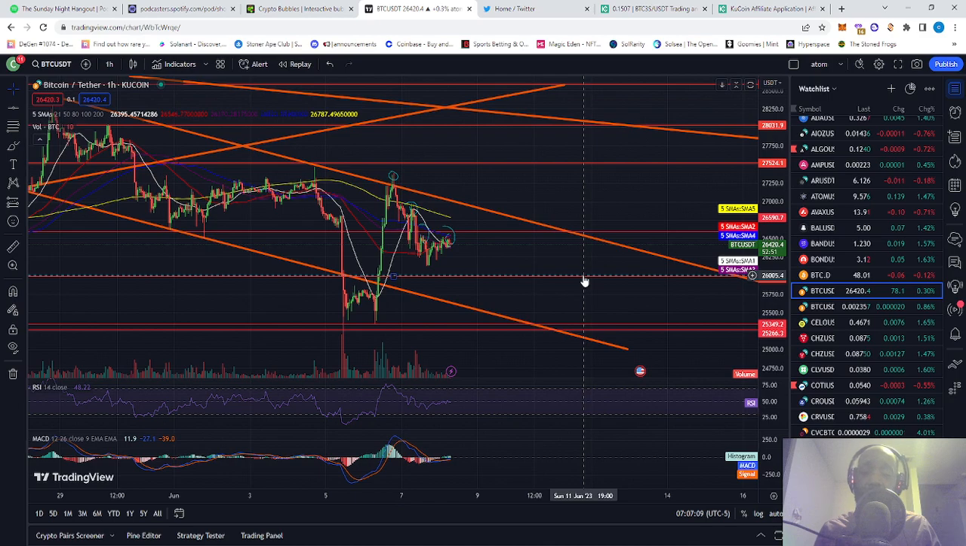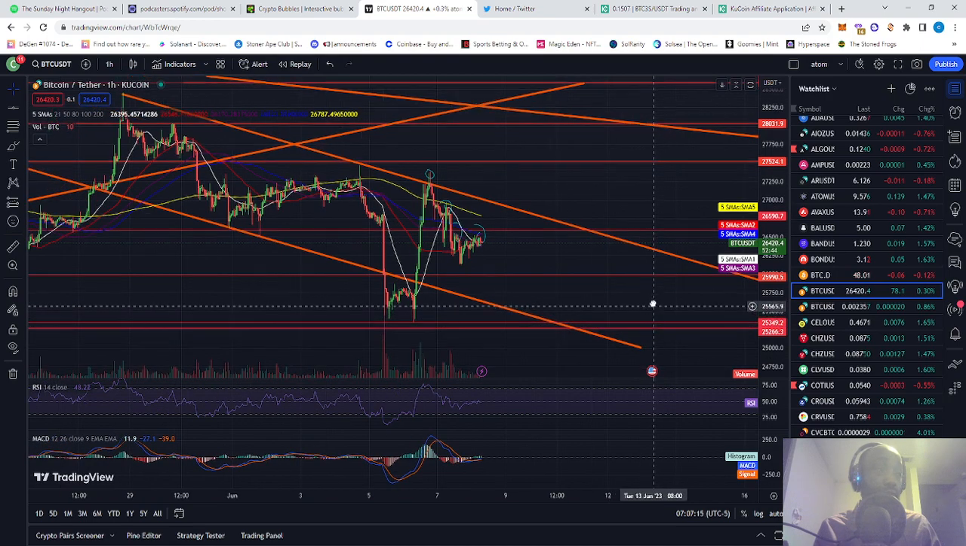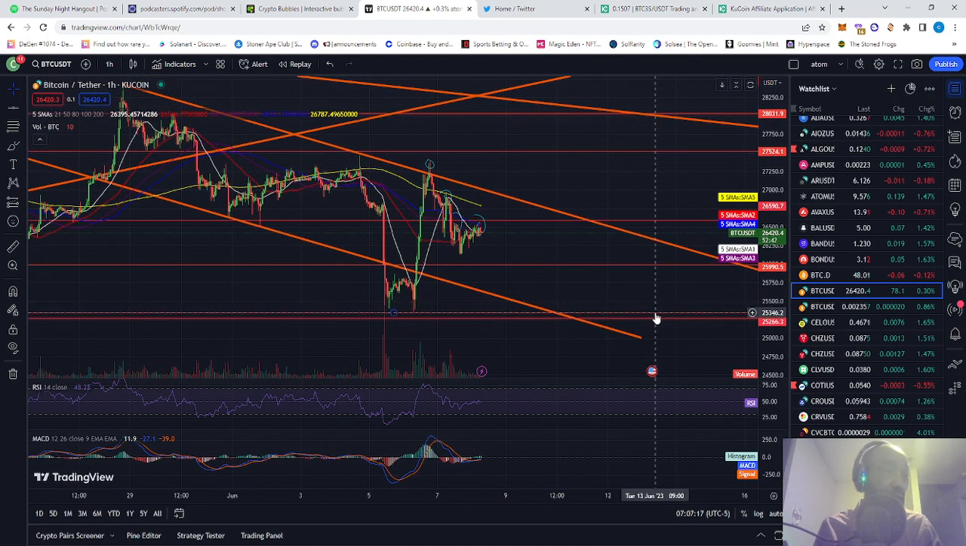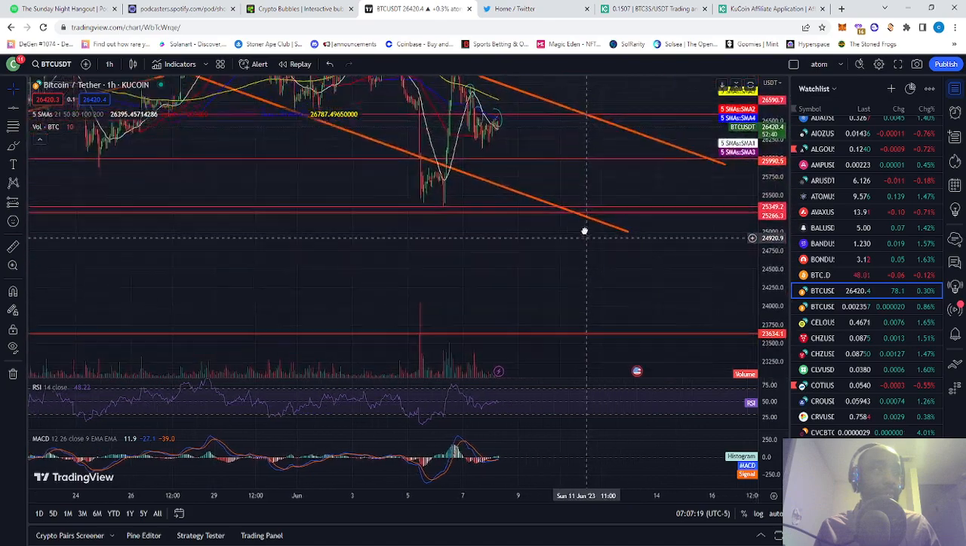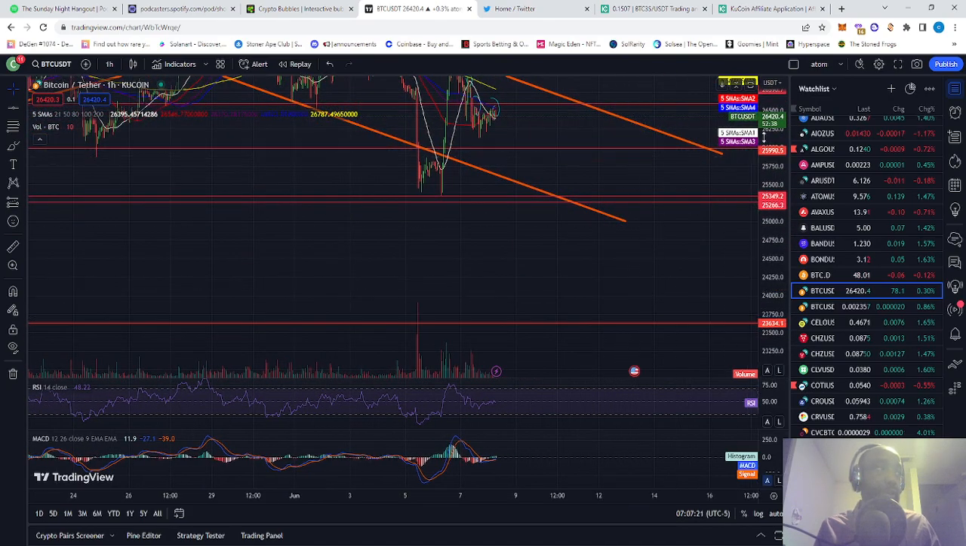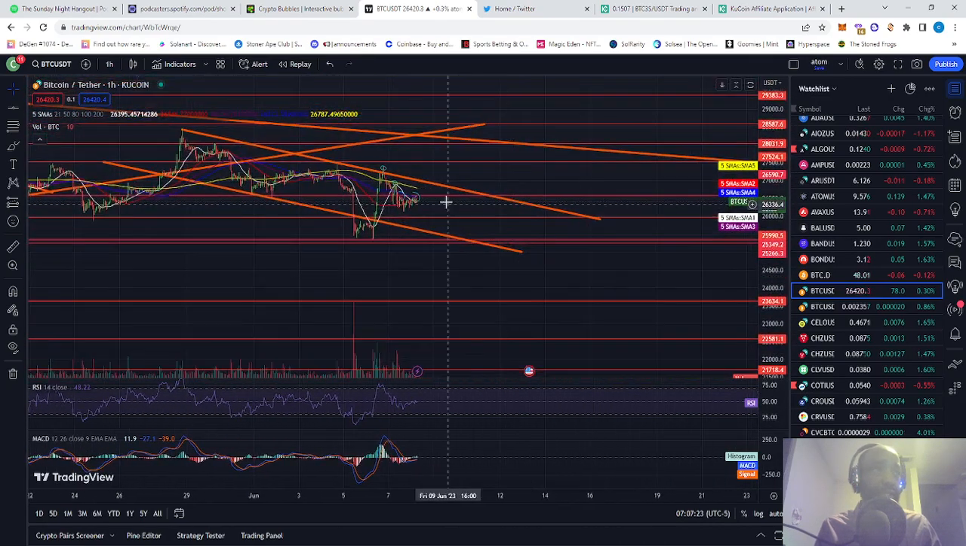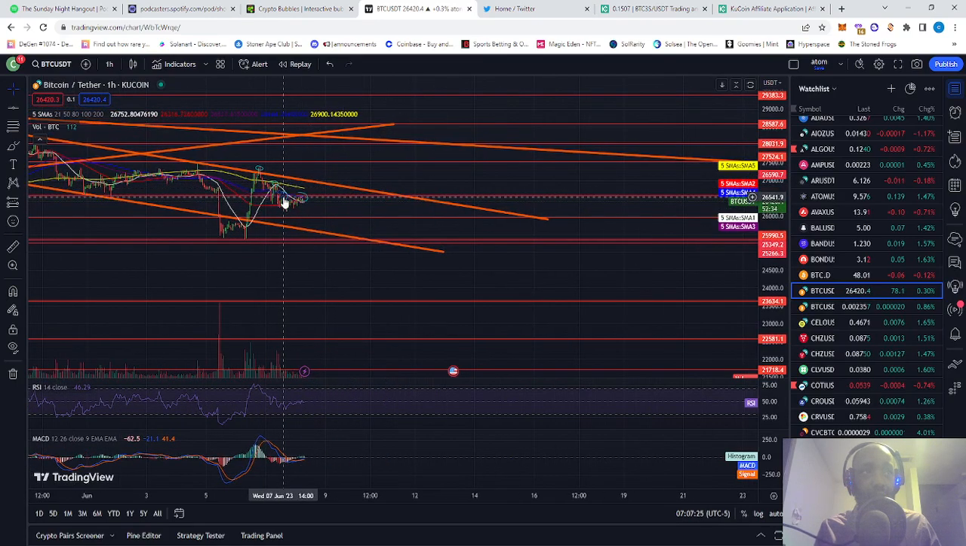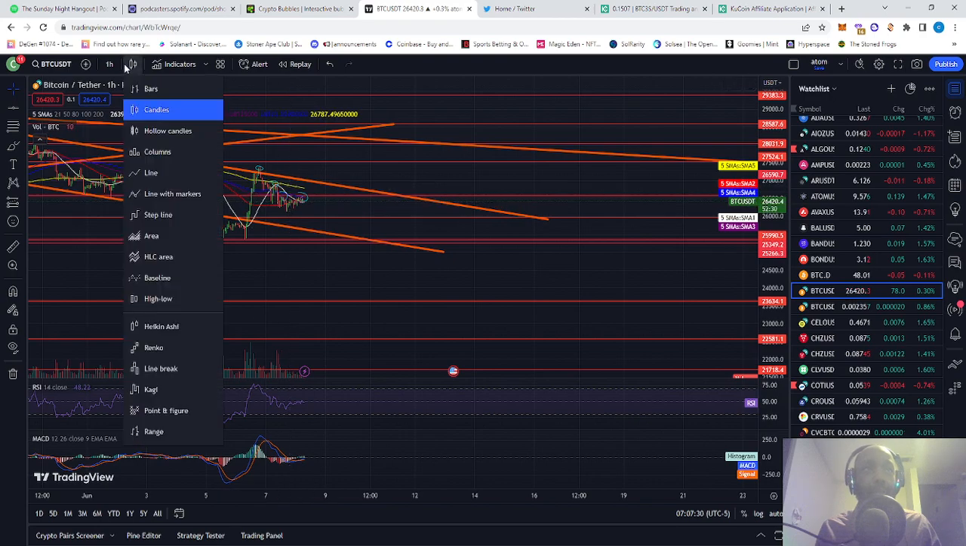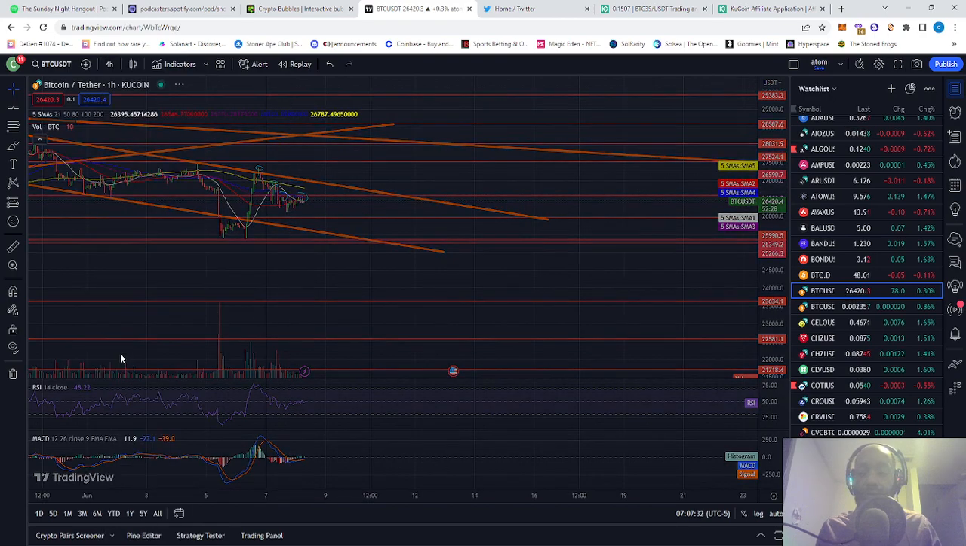If 25.9K does not hold as support, then I expect the low 25K. And if the low 25K, 25,300, doesn't hold support, then you will have 23K in the cards, okay? Just keep that in mind. As you can see, it's already producing a lower high. 21 is already crossing below the 50, and the price action is starting to come along with it. So let's take a look at the 4-hour chart.